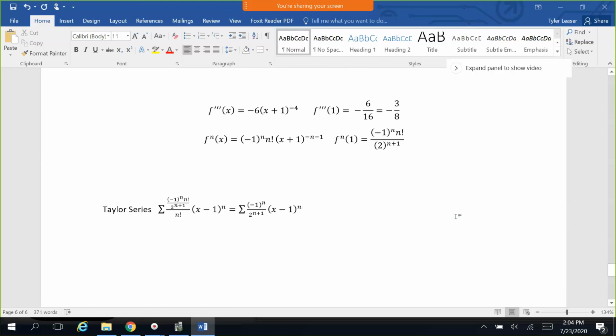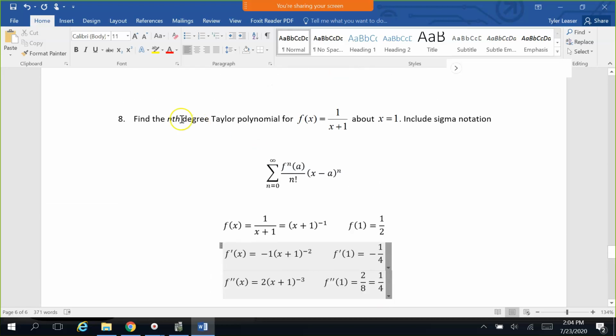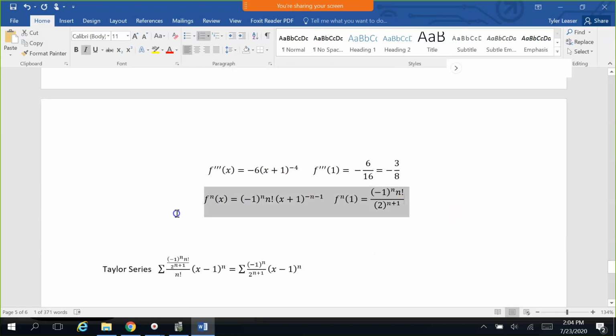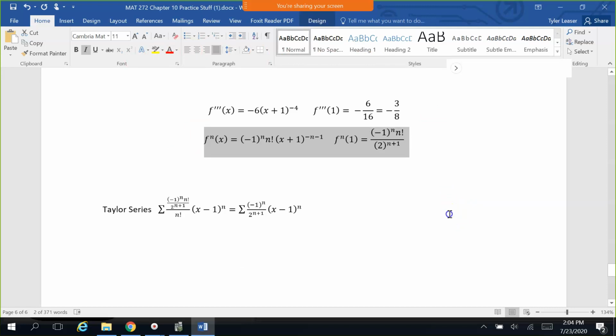Most of the time, I'm not going to ask you to do the nth term. Most of the time, I'll just do, like, say, the 4th degree or the 3rd degree Taylor polynomial. Then you wouldn't have to find this nth term thing. You could just go up to the 3rd or the 4th derivative and write it all out that way.